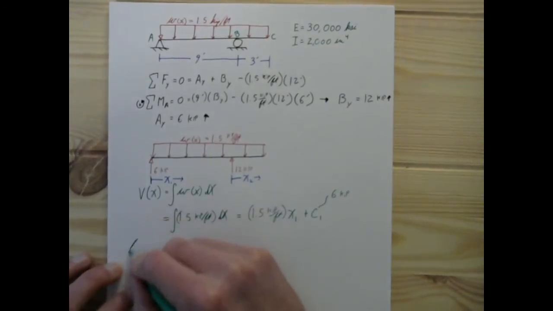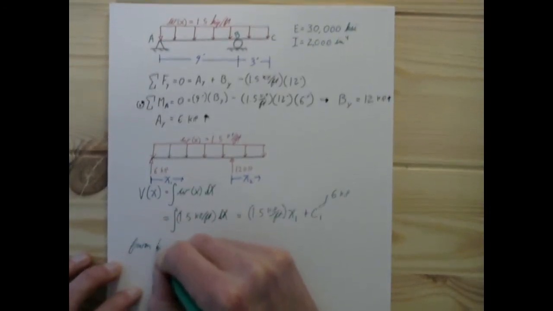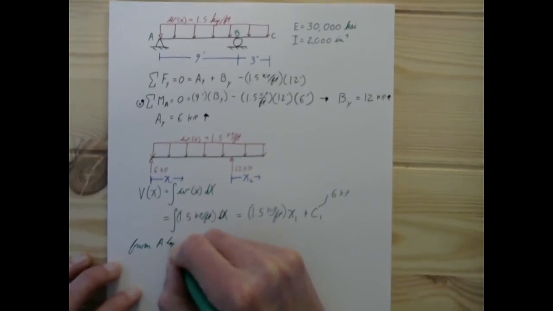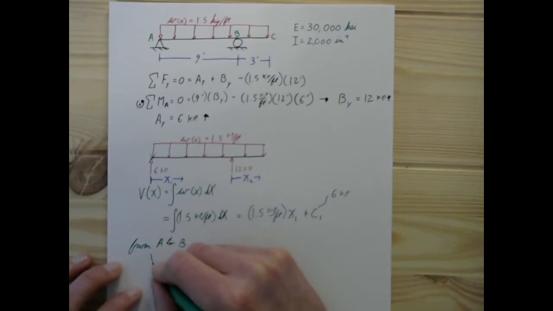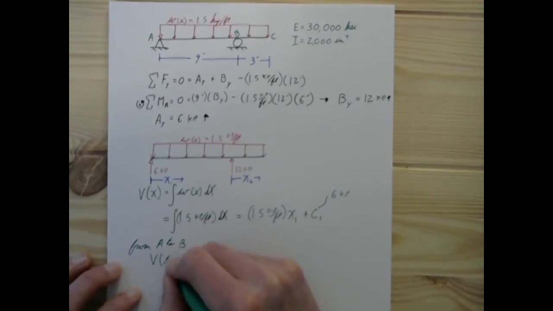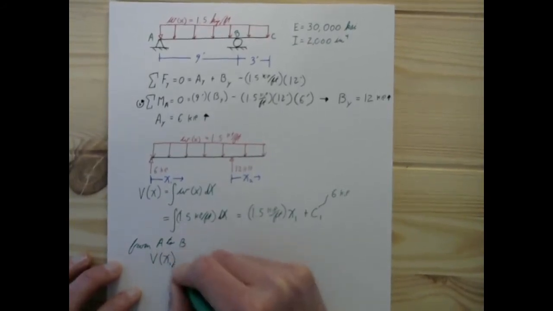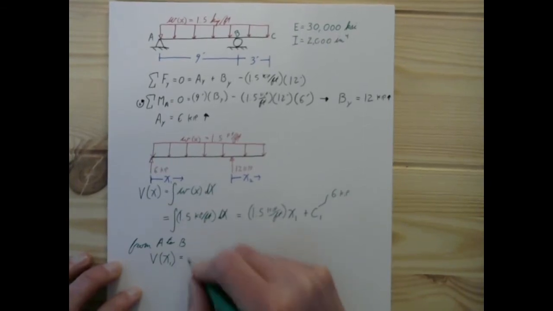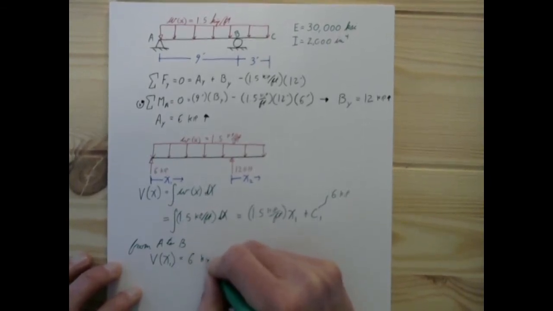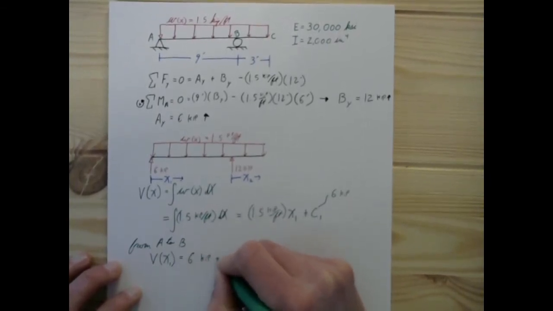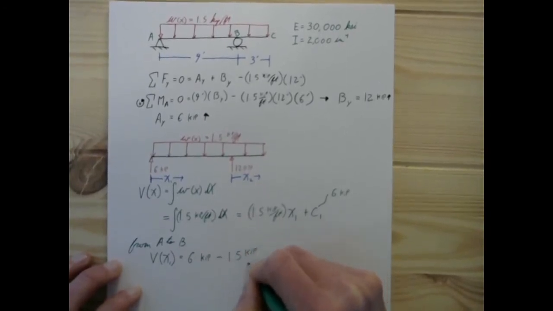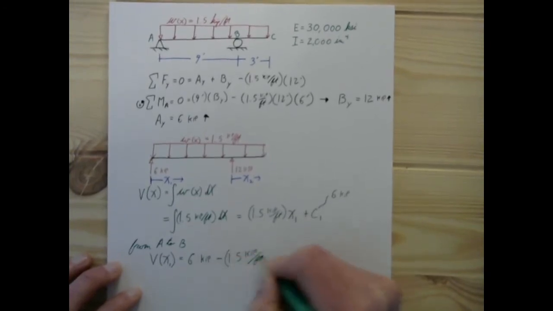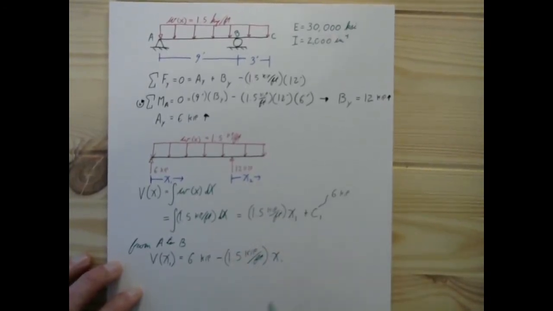So from A to B, our shear function of x1 is going to be equal to 6 kips minus 1.5 kip per foot times x1.